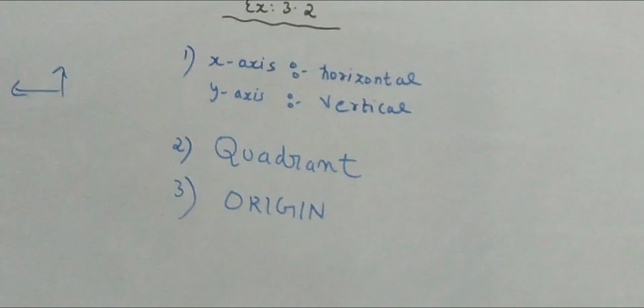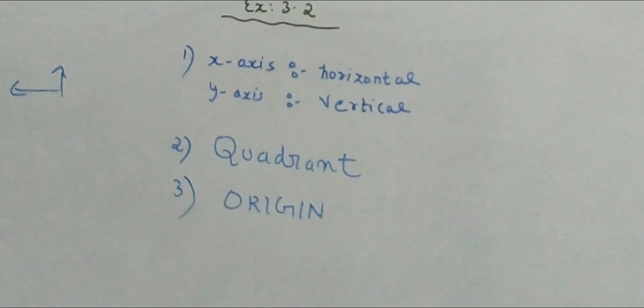As I told you in the introduction video, we will call the horizontal line the x-axis. Horizontal line means the sleeping line. We call it the x-axis, and the vertical line, which is your standing line, we will call the y-axis. So I hope it is clear.